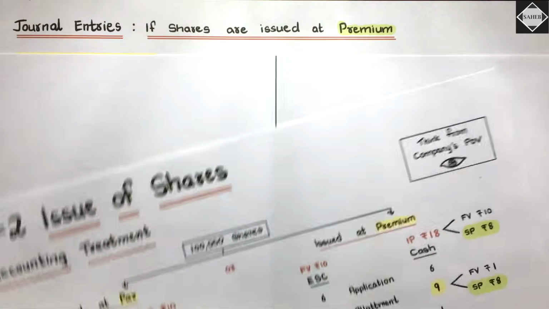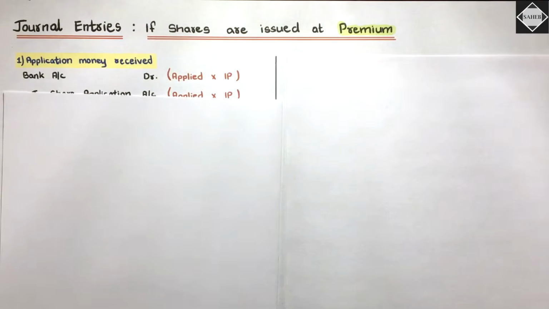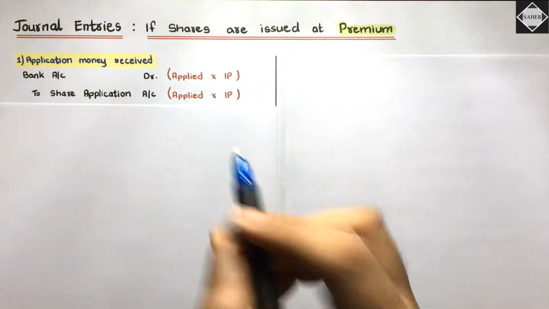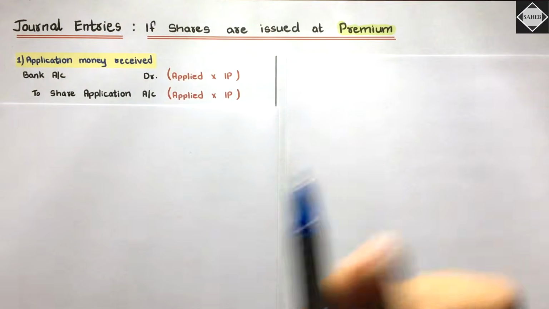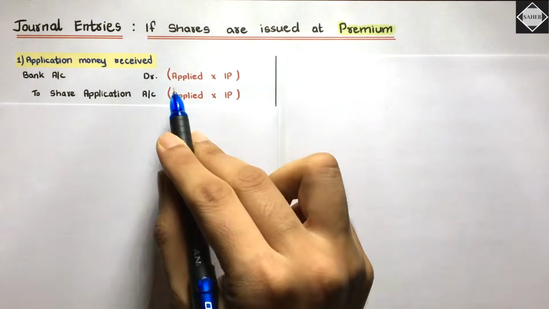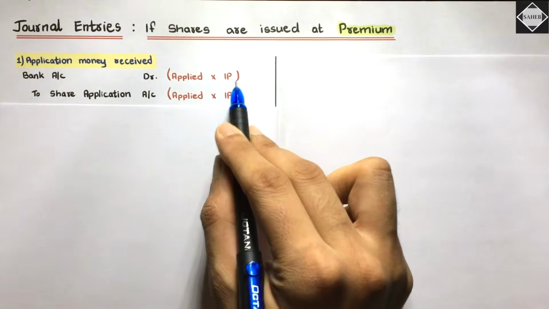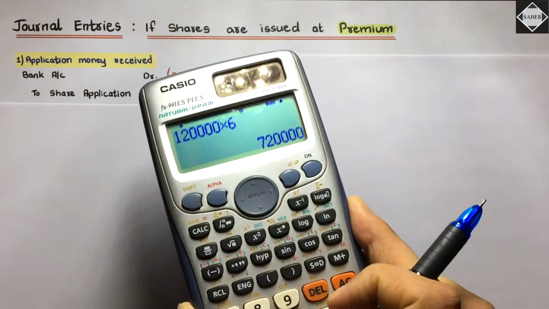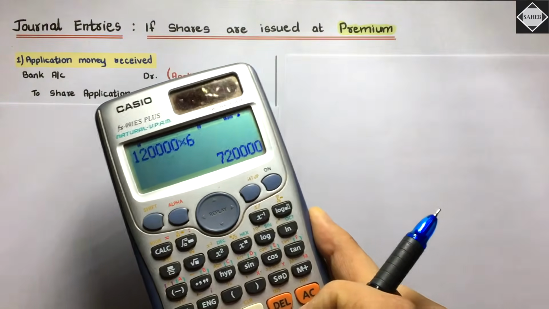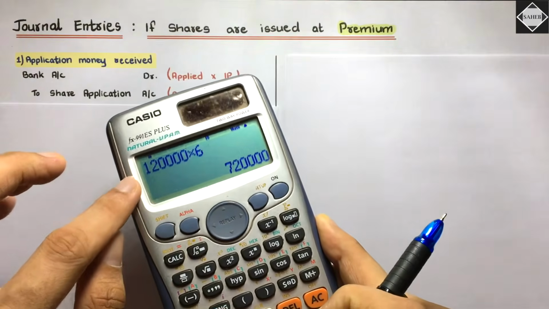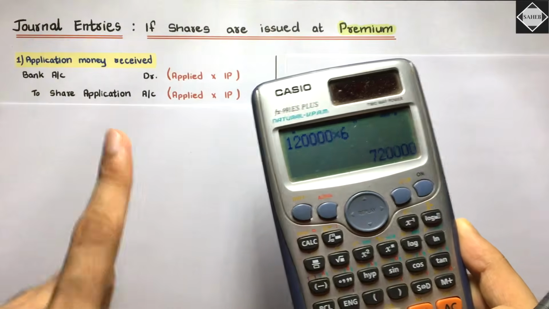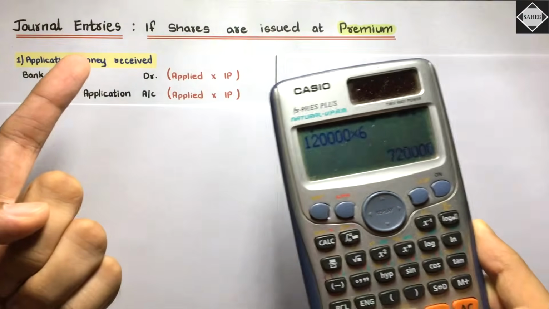Okay. So see here, the same entry you will pass, bank account to share application. We have got money because of share applications. Yes, we are recording that. But what amount? How many shares have been applied? 1,20,000 shares. So 1,20,000 into 6, that is equal to 7,20,000. Now, can we allot all 1,20,000 shares? No. How much can we allot? Only 1 lakh shares we can allot, no, because that's the maximum we have issued. Only that much we can allot.